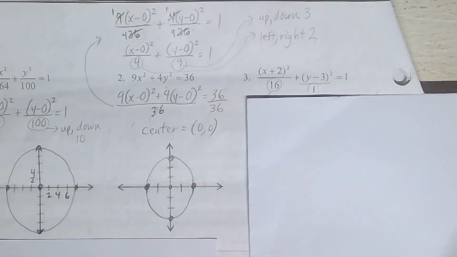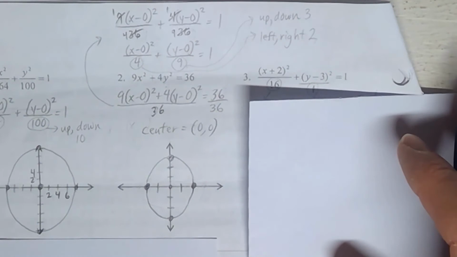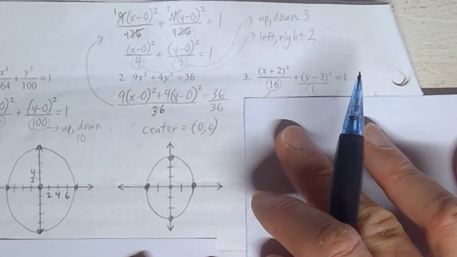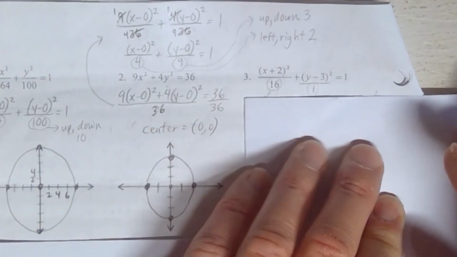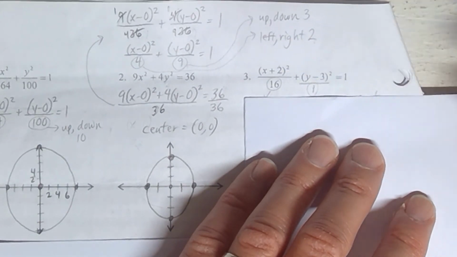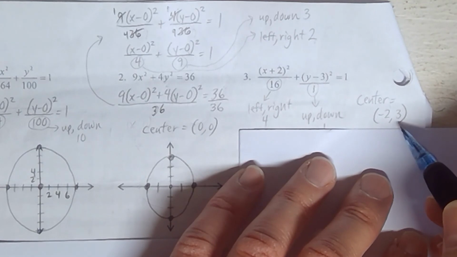Finally, number 3, it's already in the correct form if you put that 1 underneath there, like we talked about before we started these problems. And so it's already in the correct form that it needs to be. That means that I can now reason that the center is what? Well, we change the sign of 2 and negative 3. That gives me negative 2 and positive 3.